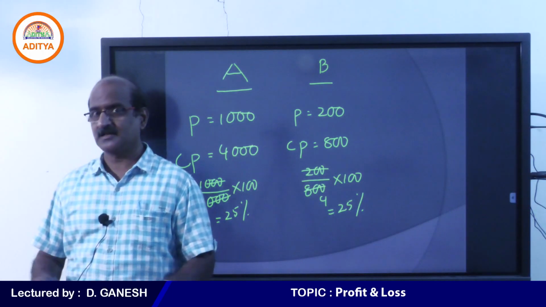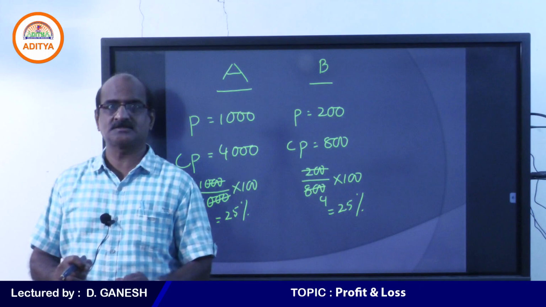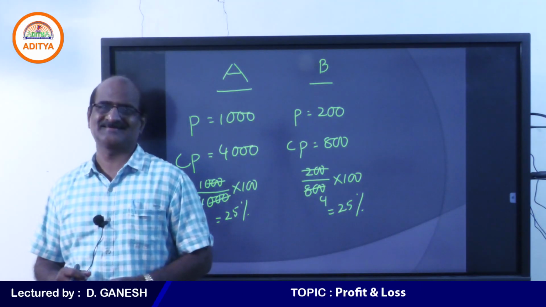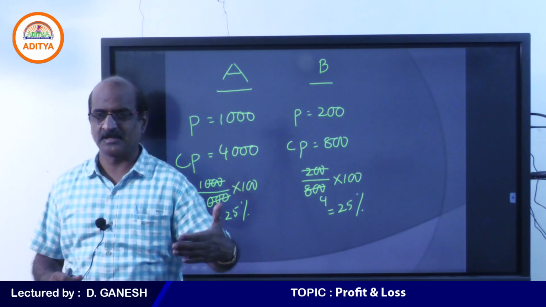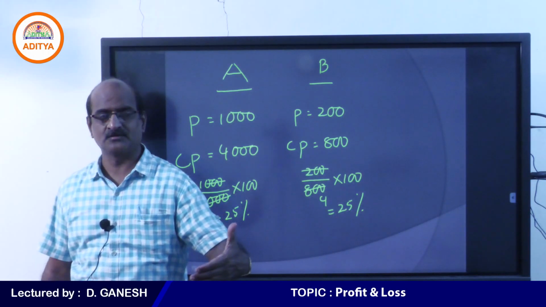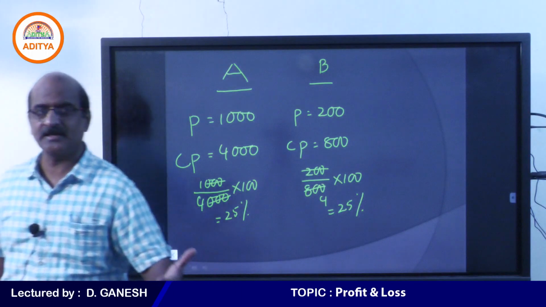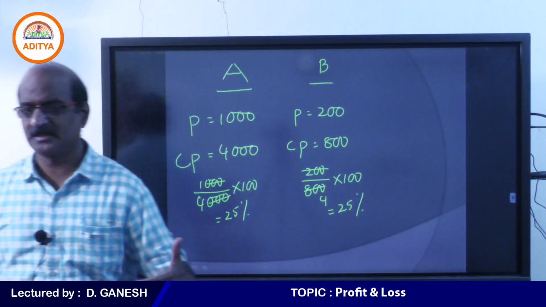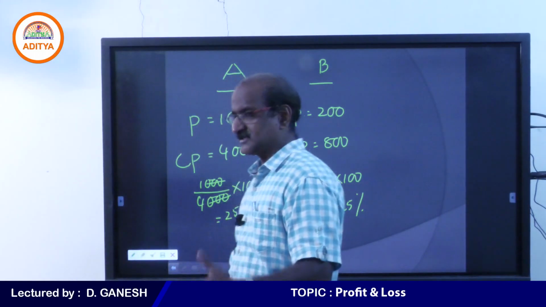So you understand, my dear students, it is not just the profit you should look at, but you should also look at the cost price. If you don't have the cost price, you may not be able to come to a conclusion about who gets more profit, whether it is A or B. Because, my dear students, profit is different from profit percent.